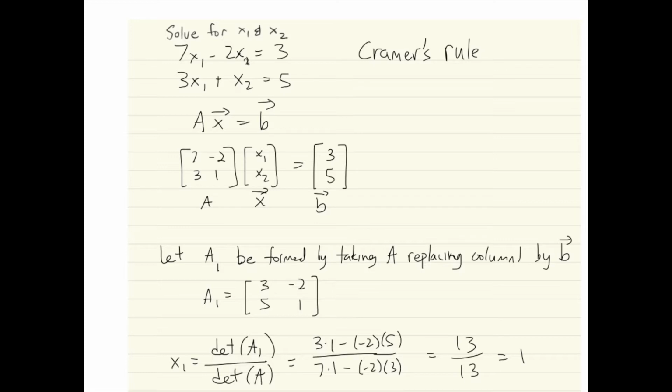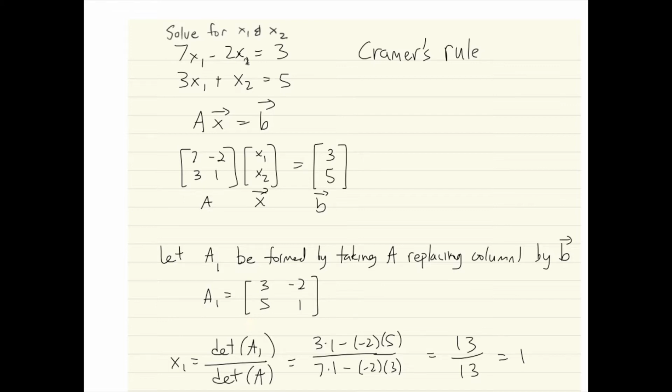The first step is to form this matrix A sub 1 by taking A and replacing column 1 by B. B is 3, 5. So we replace the 7, 3 in column 1 by 3, 5. That's what the 1 refers to: which column of our original matrix A we replaced with B. Then Cramer's rule says that x1 is simply the determinant of A1 divided by the determinant of A. Here's our matrix A1.